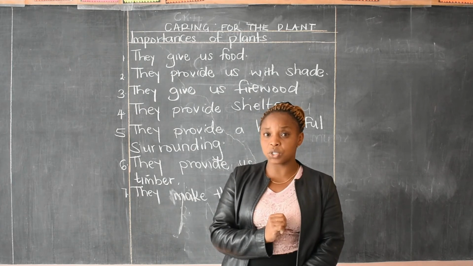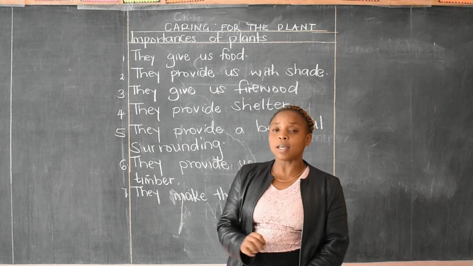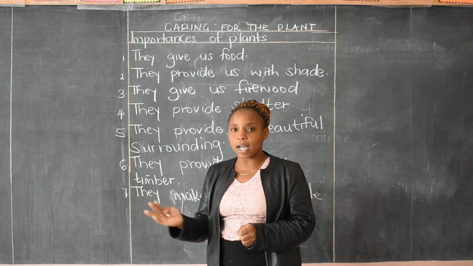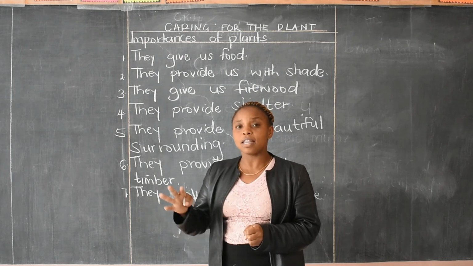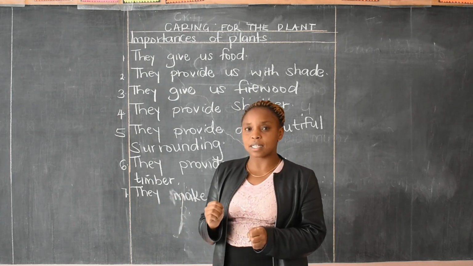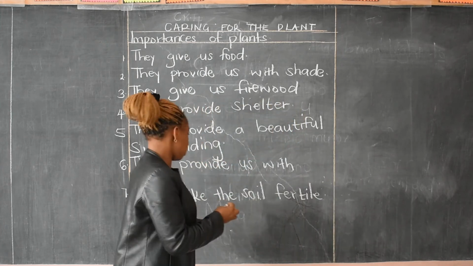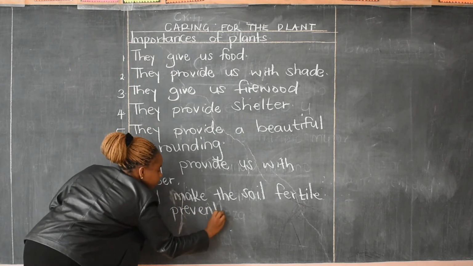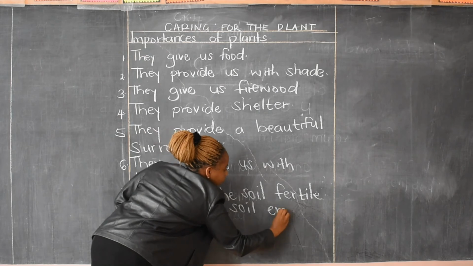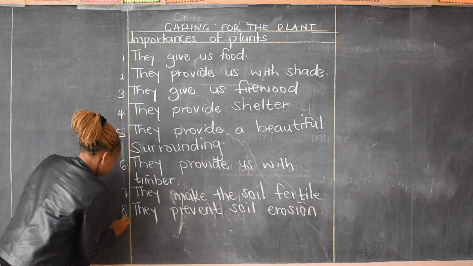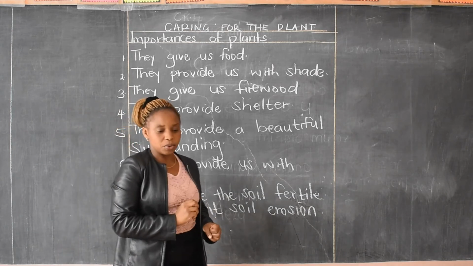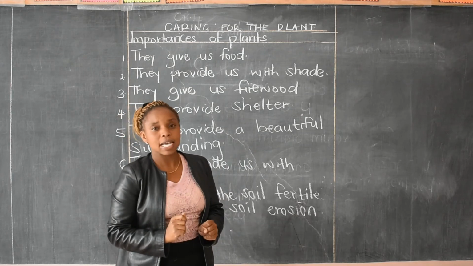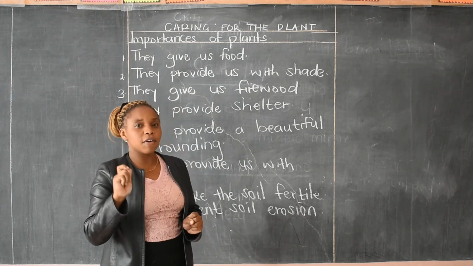We all know where we get the soil. The plants have roots, so they hold the soil. When the wind comes, it will not be able to carry the soil. So plants prevent soil erosion.